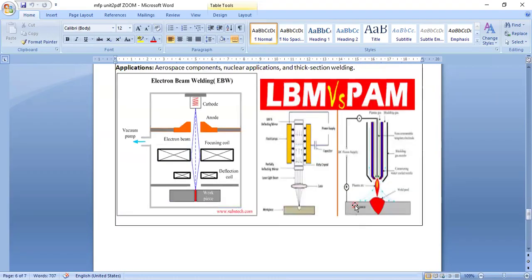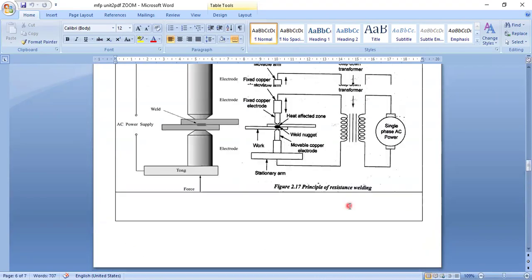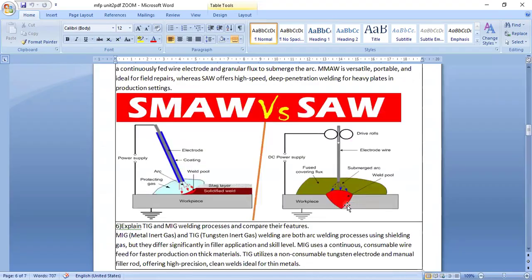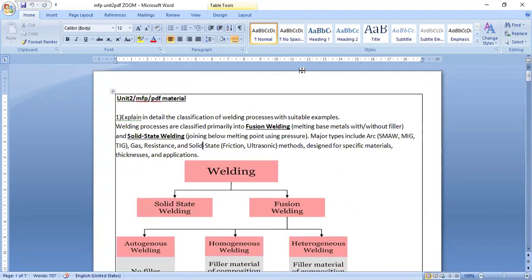So this is the last question. Very important points have been discussed here, which are necessary for your unit 2 welding process. Hope you are satisfied and you understand the things.